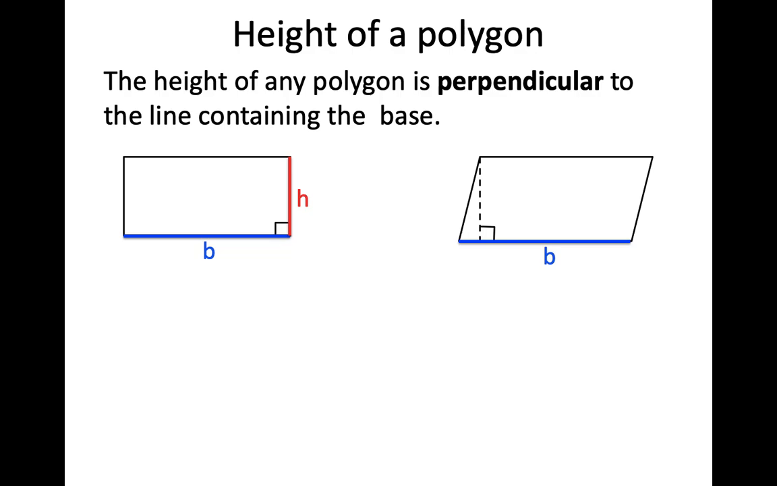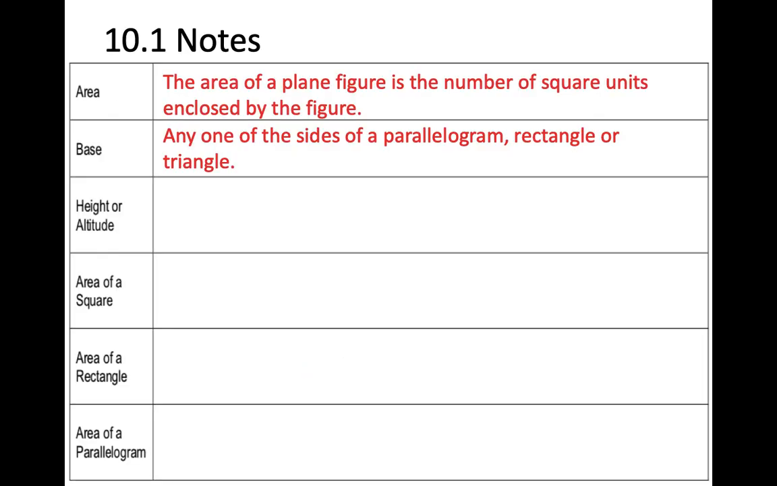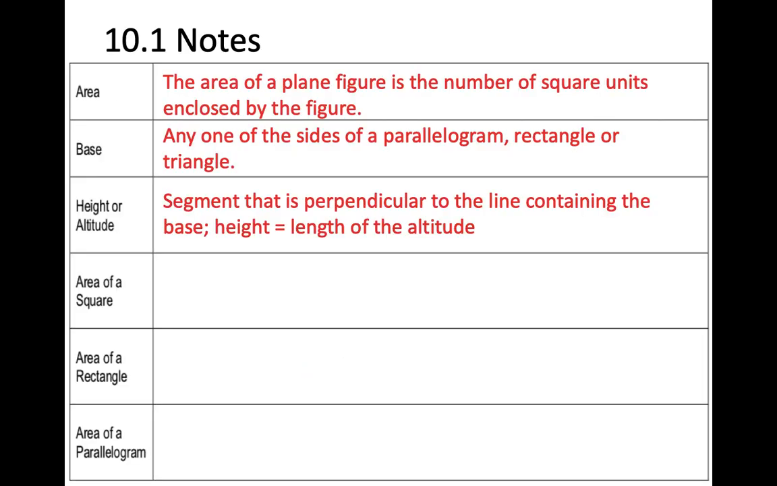And sometimes the height can actually be outside of a polygon. So for example, in this triangle right here, this is my base, and if I extend the line that contains the base out, I see that this line right here that's red is perpendicular to that line containing the base, and so that line there is the height of my polygon. Now that we know the height is a segment that is perpendicular to the line containing the base, the height equals the length of the altitude.